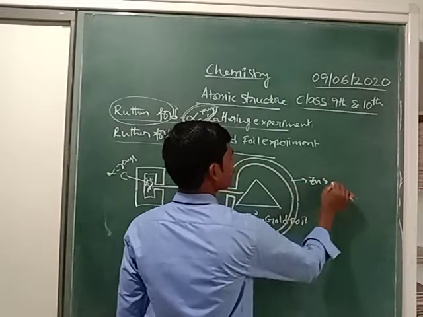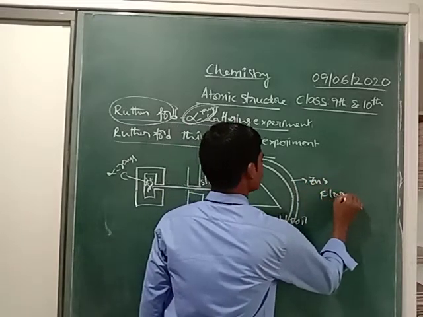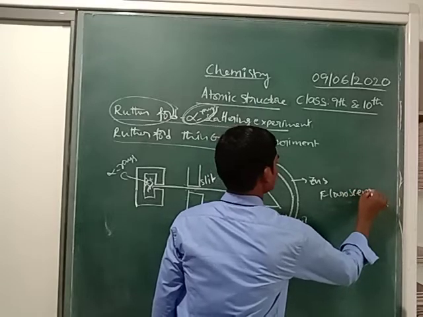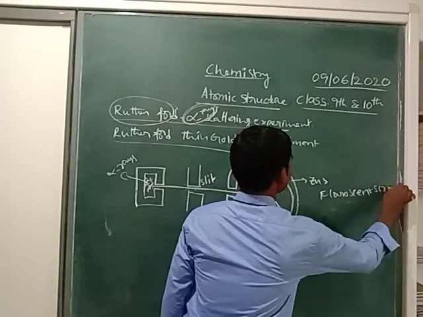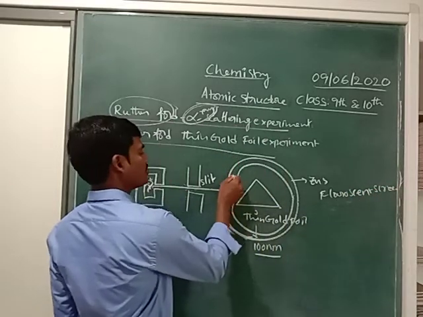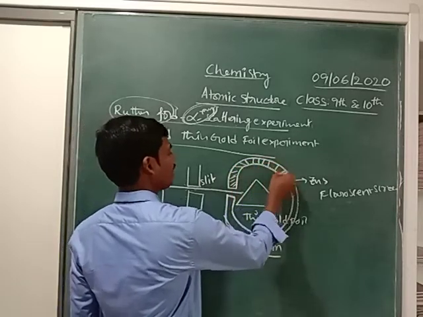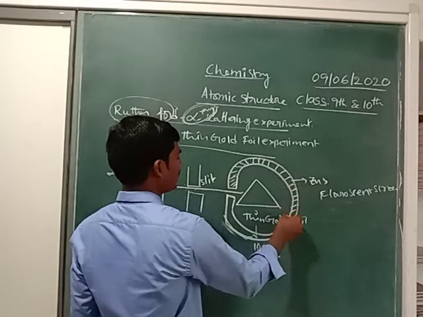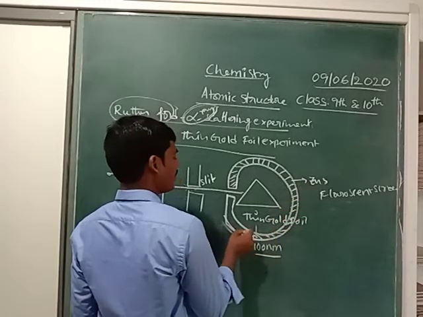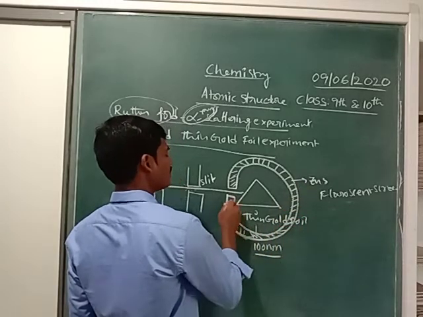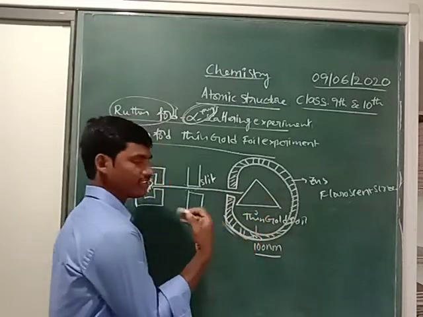Zinc sulfide fluorescent screen. See children, this is the fluorescent screen. What is the use of this fluorescent screen? It observes the radiations completely, and the total number of radiations emitted can be observed by this screen.